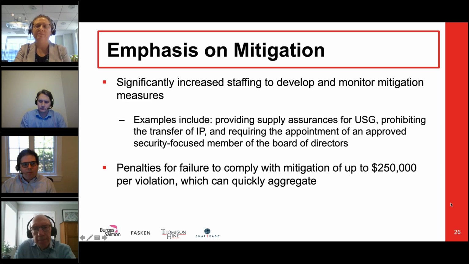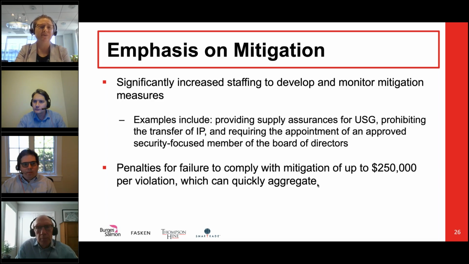I think that, as I mentioned, data is one of the ones where we've seen a real increase in mitigation, where parties promise to keep certain data in the United States on separate servers. They might have a security officer or even an outside monitor monitoring the protection of the data. But then there's more traditional mitigation like continued supply of the US government, appointing certain people to monitor the security-focused aspect of a business, things like that.